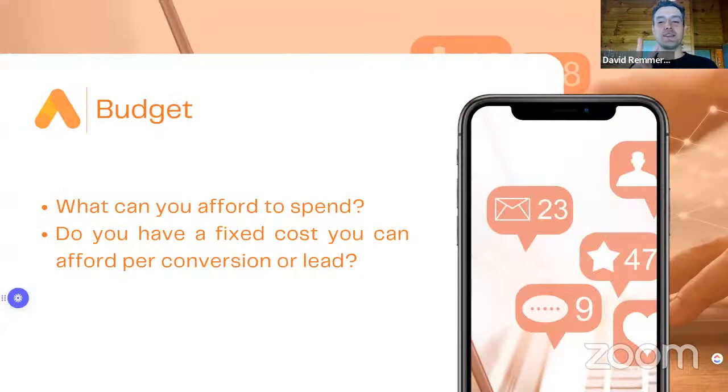So there's 2 ways to figure out your budget. One is, how much money do you have? Or how much money do you want to spend? Is it $100 a month? Is it $300 a month? Is it $3,000? Whatever you've got that you can afford to spend, that's your budget. That's one way of working it out.